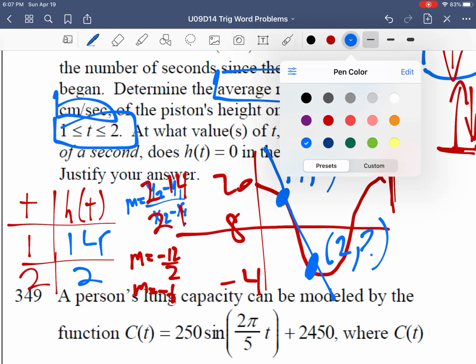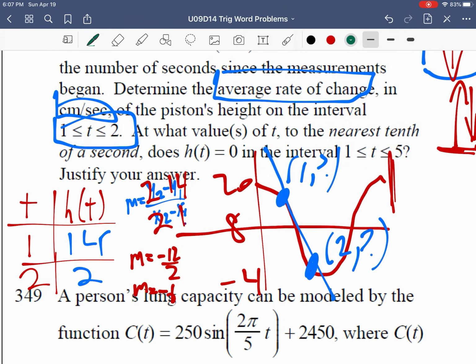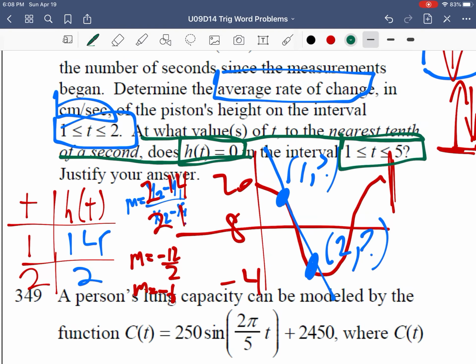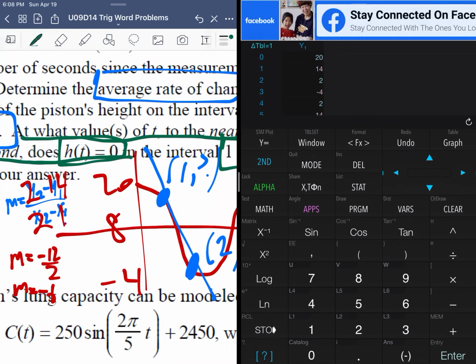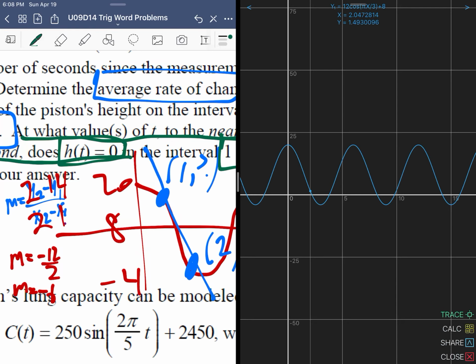The next question, I'm going to change color here. At what values of t to the nearest tenth of a second does h of t equal 0? In other words, when will the y value equal 0? Between the seconds 1 and 5. So let's go back to our calculator for a moment. I'm going to look at the graph just to kind of show you what we're looking at.